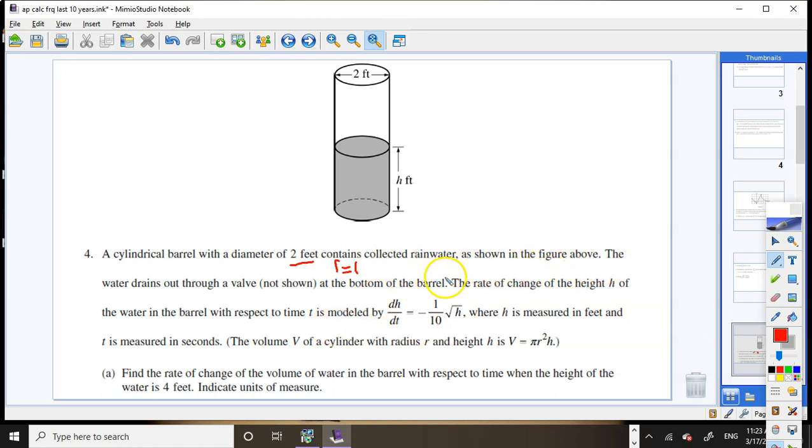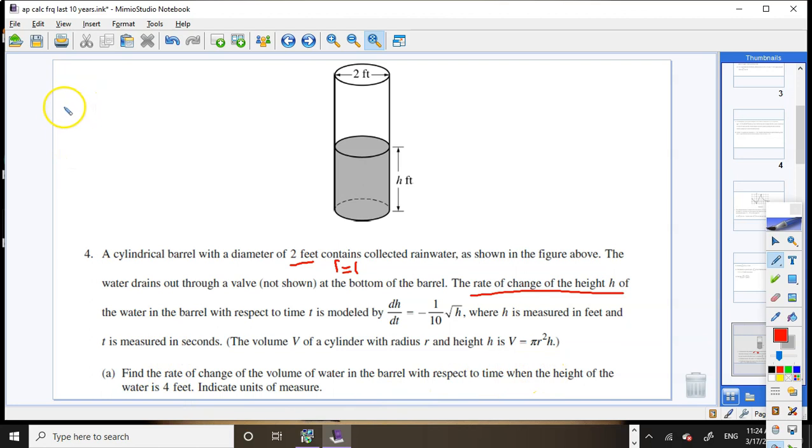We also know that the rate of change in the height of the water is given by dH/dt = -1/10 times the square root of h. Alright, so let's quickly dive into part A. Part A says: find the rate of change of the volume of the water in the barrel with respect to time when the height of the water is 4 feet.